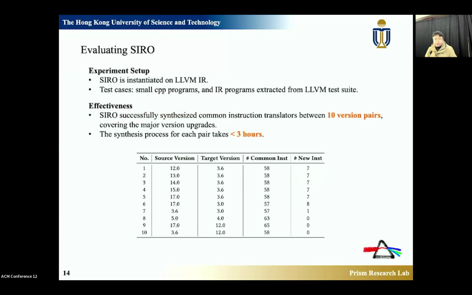In the evaluation, we evaluate Sarah on 10 version pairs of LLVM IR. As shown in this figure, most of the instructions are common across different versions. For the new instructions, we just ask some developers to write the translation code manually. For each pair, we can finish the synthesis in just 3 hours. So it shows the high efficiency of our approach.